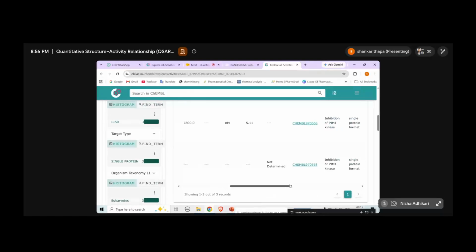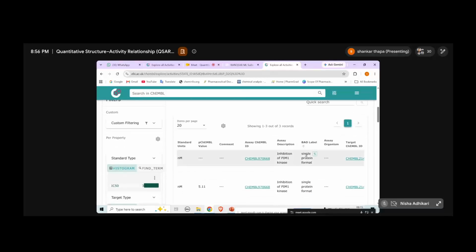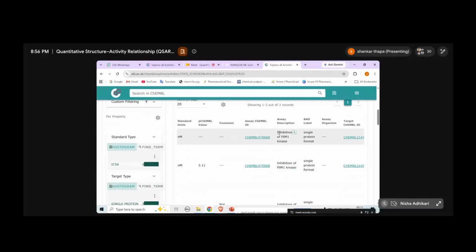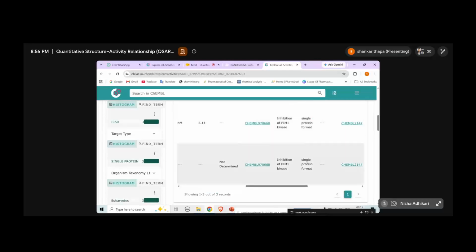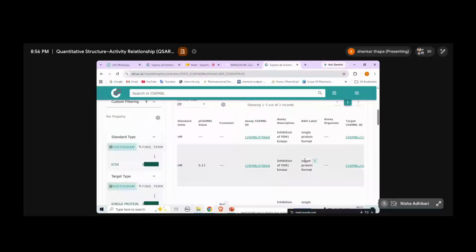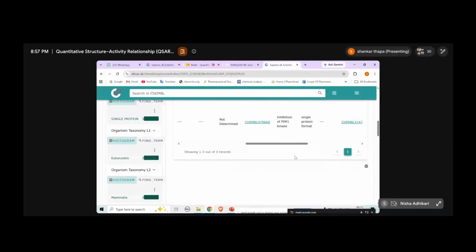The other thing you have to check is the assay type. Here look at these labels. In the assay descriptions, all 3 compounds are tested on PIM kinase inhibition, and the format is single protein format. Sometimes the format will be different, and in that case you can't select those particular compounds. Everything should match. That's how we have to screen out the required compounds.